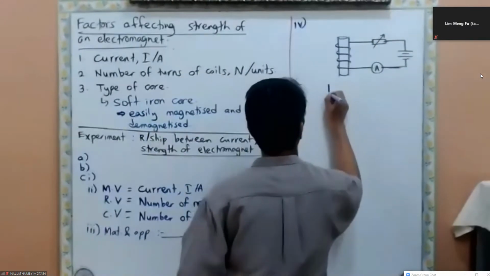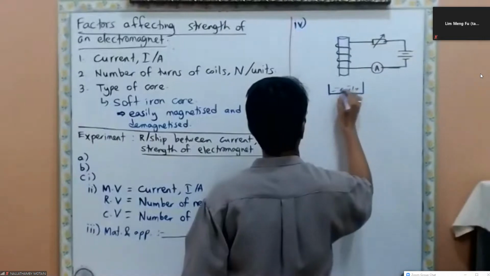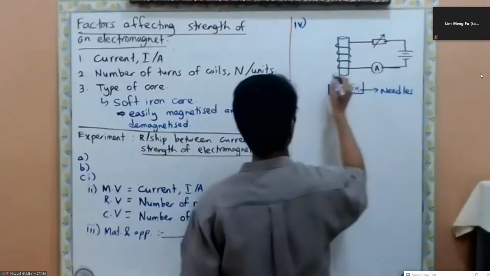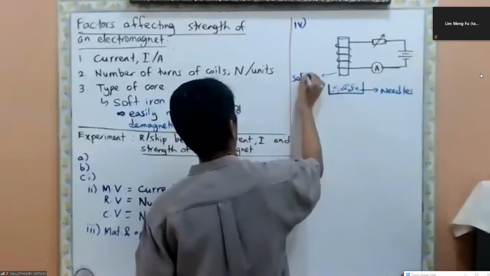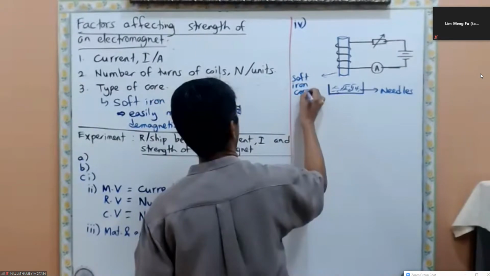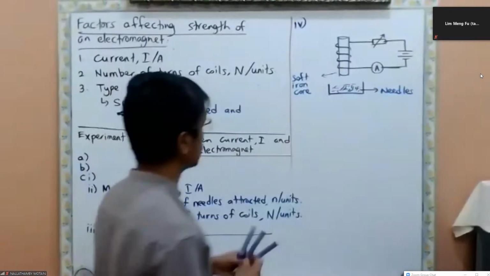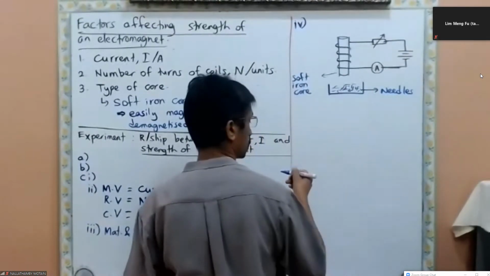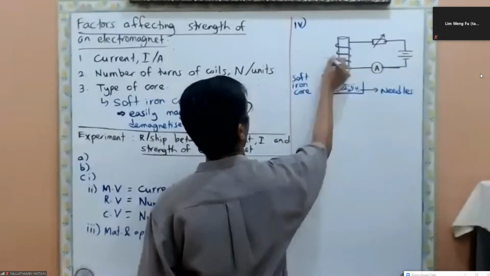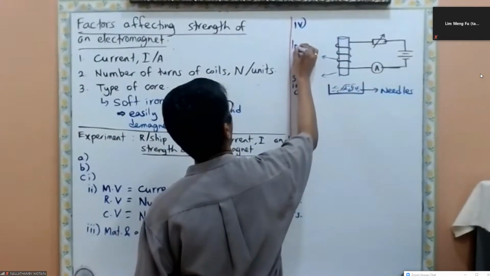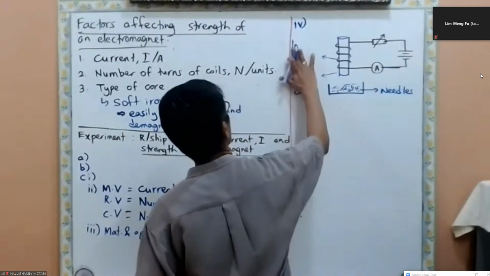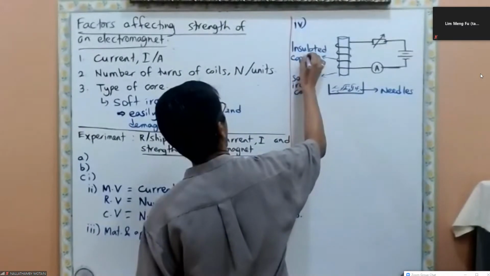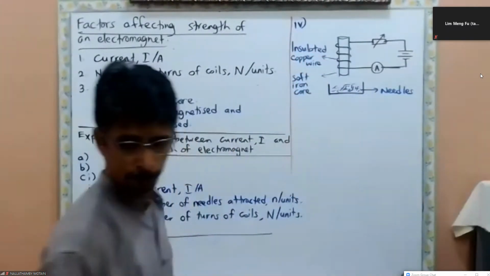And then over here we place a petri dish, and inside we place some needles. Okay, you label later. Needles. Then this is what? Soft iron core. Okay, soft iron core. And then the next is insulated copper wire. Okay, insulated copper wire.